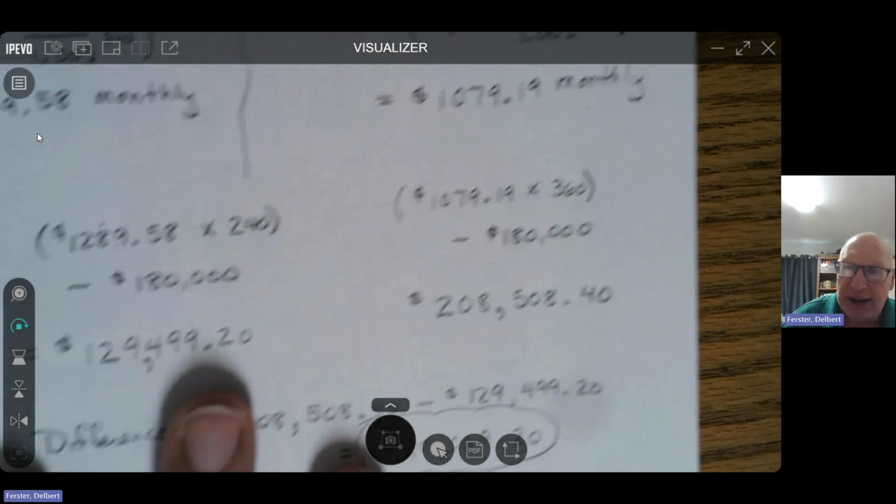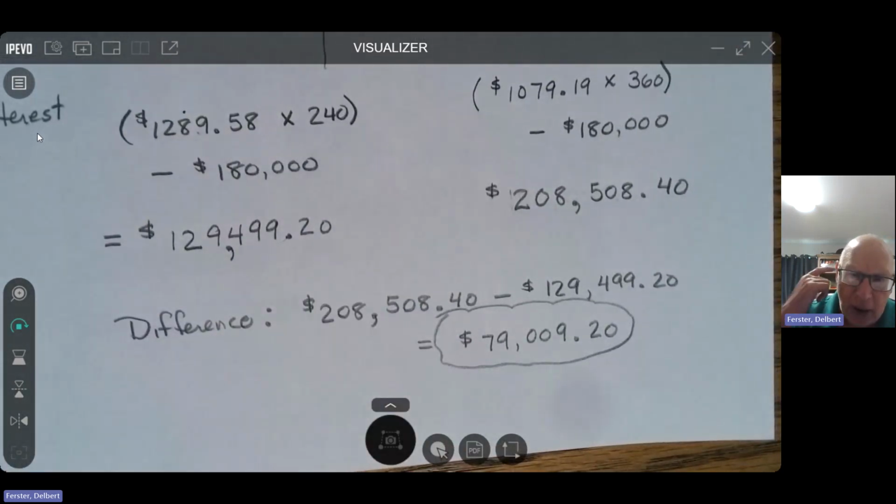Well, shoot, it's pretty sizable. So it's you and me and your calculator, and we're going to take the 208,508.40, subtract from it the 129,499.20, and we find out that the savings in interest for taking the 20-year loan as opposed to the 30-year loan amounts to $79,009.20. And that, my friends, is the solution for problem 18.